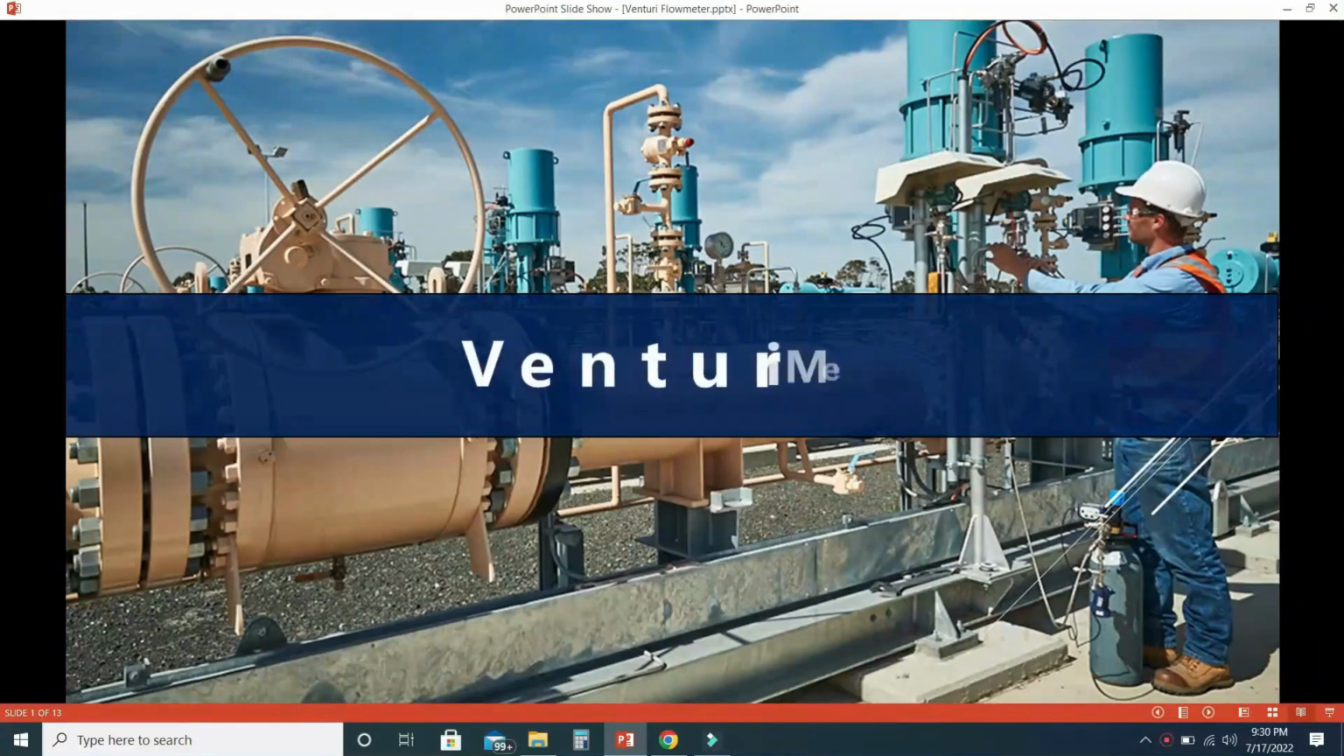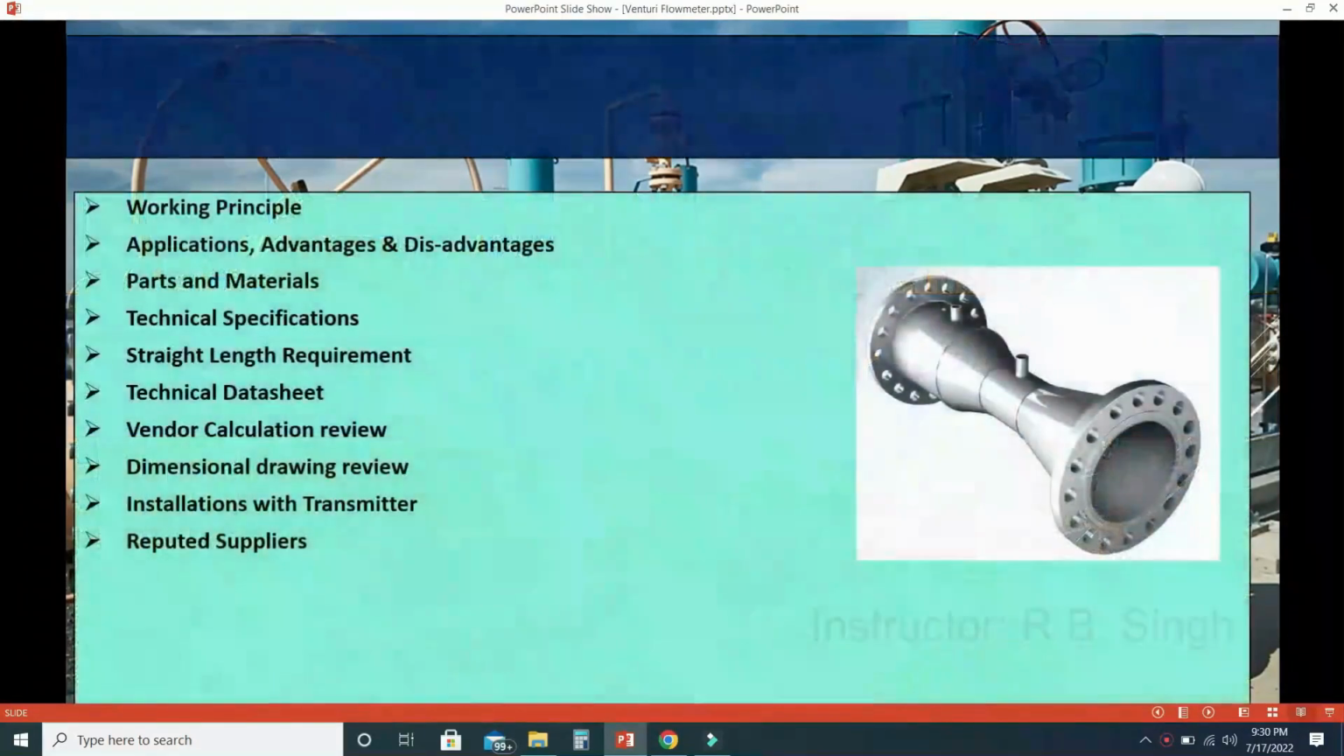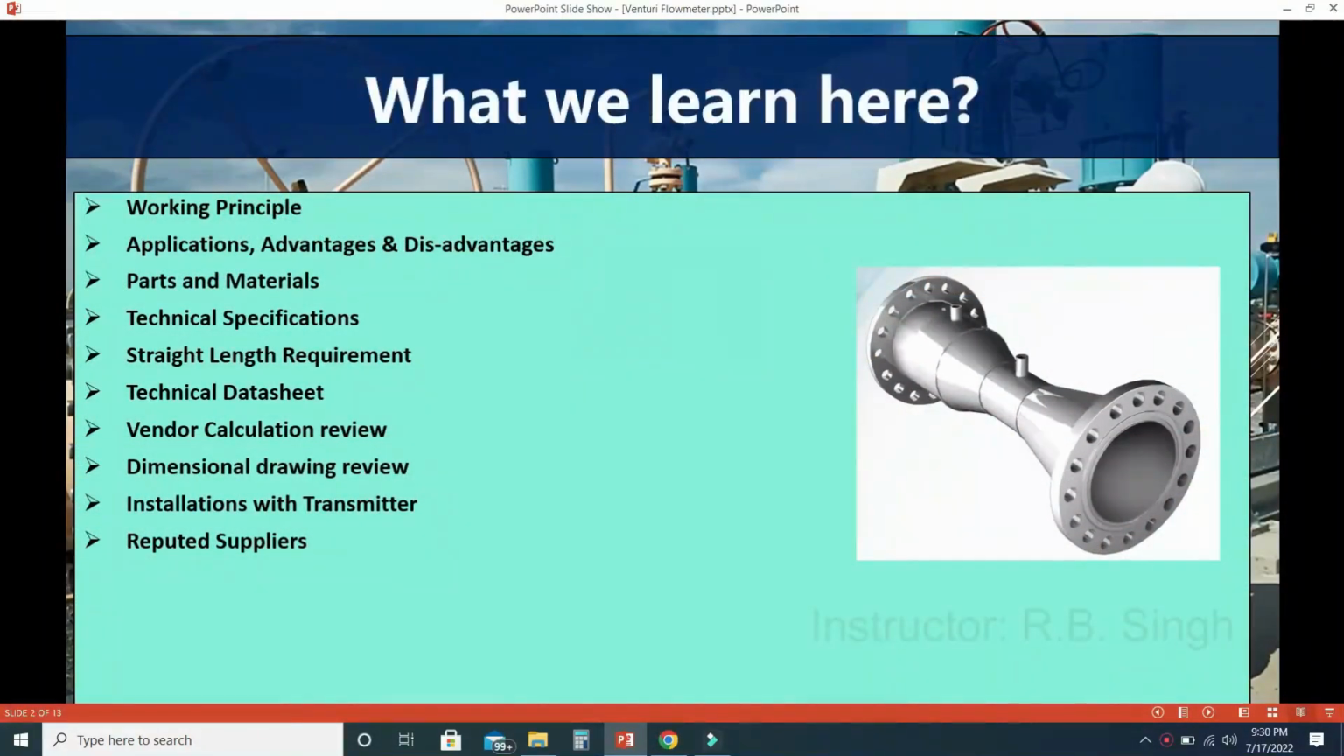Hello everyone. Today we will discuss about Venturi meter. In this video, we will discuss about working principle of Venturi meter, applications, advantages and disadvantages, parts of and material of Venturi meter, technical specifications, straight length requirement, technical data sheets, vendor calculation review, dimensional drawing review, installations with transmitter and reputed supplier.